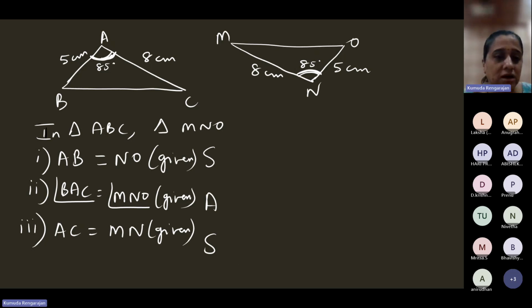And you can see that for this angle BAC, these are the two arms. This is one arm, this is the other arm. And for this angle MNO, this is one arm, this is the other arm. So when you're using SAS, one angle of the first triangle is equal to one angle of the second triangle. Then in the first triangle, you must be mentioning the arms of this angle, and in the second triangle, you must be mentioning the arms of this angle.